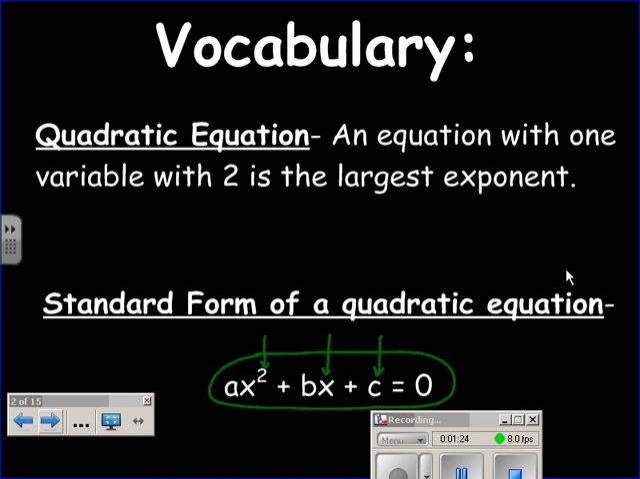One of the most important things you need to understand about standard form of quadratic equations is this 0 right here. Quadratic equations are not written in standard form unless they are set to 0. And that 0 is very important when we're solving quadratic equations, because we can't use the quadratic formula and we can't factor if we have any number other than 0 on the right side of the equation.